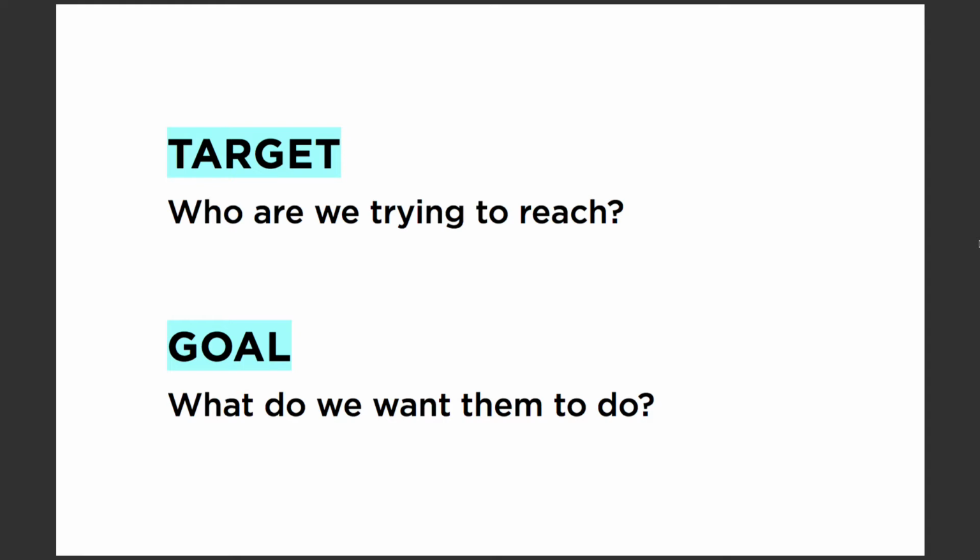Another important factor is the goal. What do we want to accomplish with this poster? In the case of this event, we probably want them to come to the event, or we want viewers to gain some kind of awareness of the event. But it's a good thing to keep in mind as you're designing. Is the messaging and the imagery in service of this goal? If not, it might not belong on the poster.